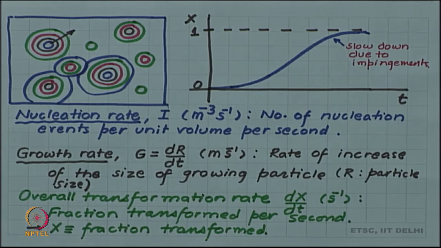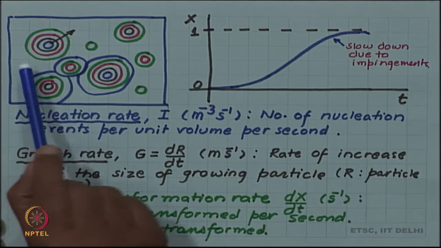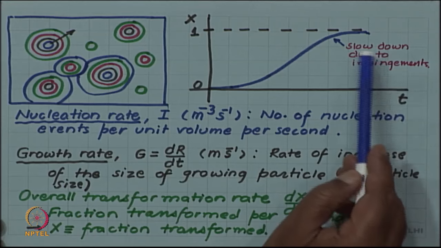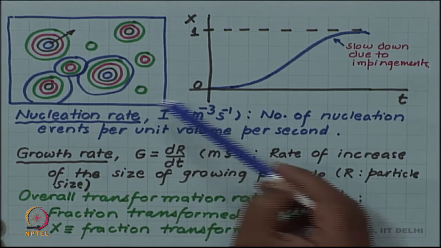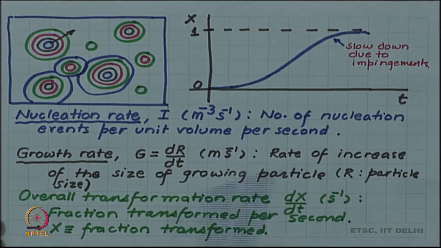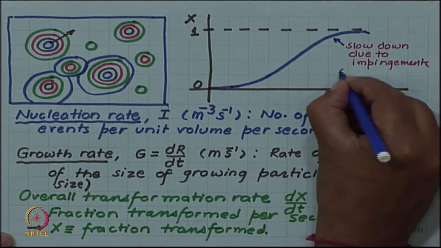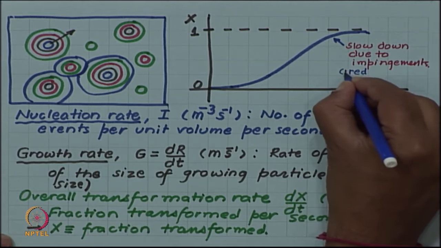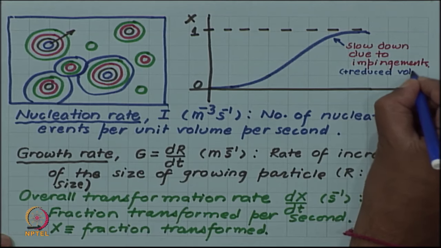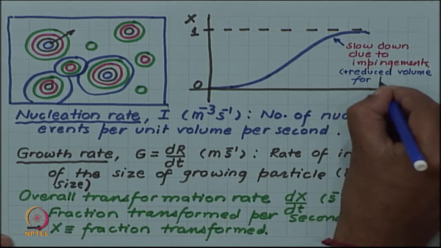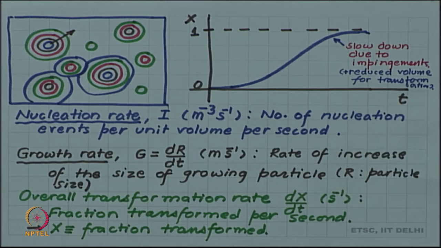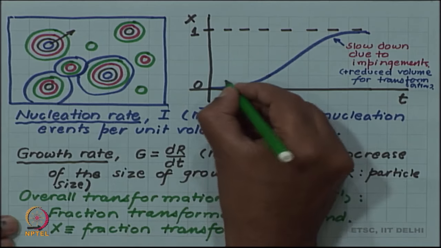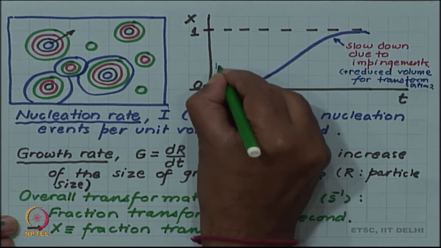This slowing down is due to impingement, and also the remaining volume in which transformation can happen will be reducing. Even if the nucleation rate is the same, the number of nuclei which will appear will be less because the volume is less. So, this will also lead to this slowing down, plus reduced volume available for transformation. The initial part is slow, as I have already told, because of less number of nuclei.